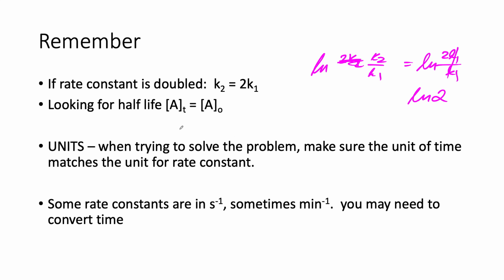So when looking for half-life, whoops, I forgot the 1 over 2. So A_t is equal to 1/2 of A sub 0. This is what we mean by half-life. We're losing half the concentration. And again, units: make sure you're matching the rate constants.